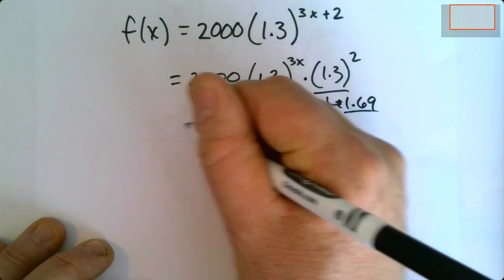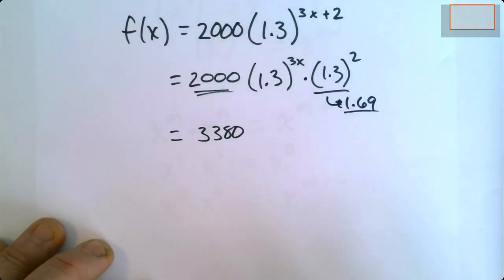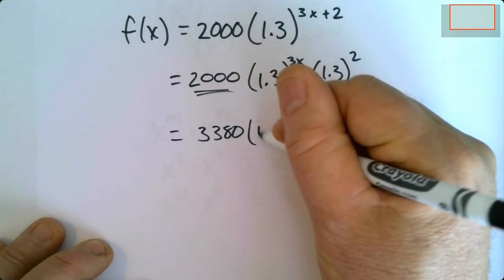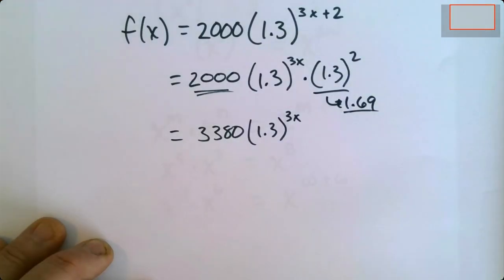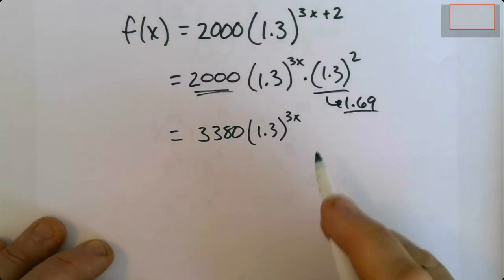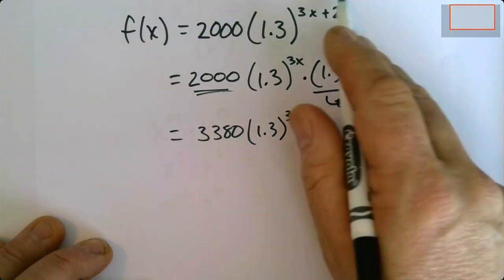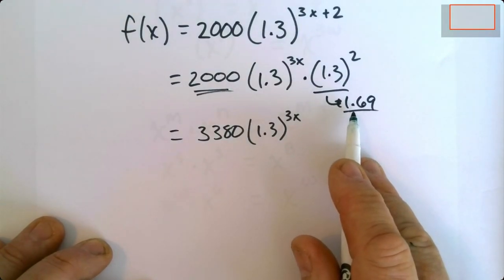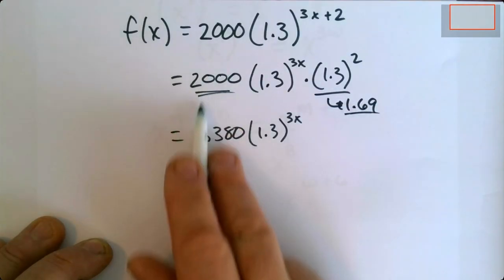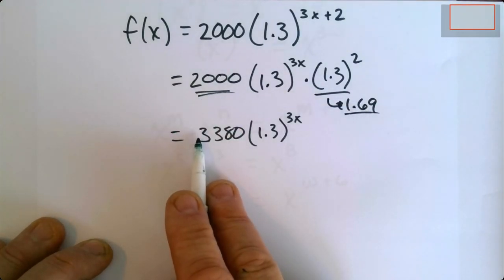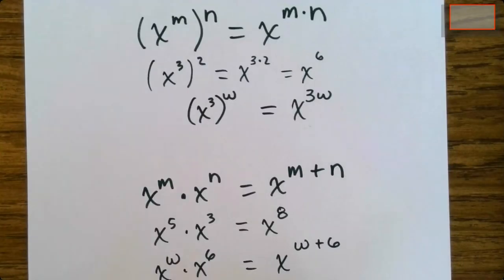So this is now equal to 3,380 times 1.3 to the 3x power. That was a significant change because now I don't have this plus 2. That plus 2 is gone because it ended up being two factors of 1.3 that I've incorporated in with the 2,000. Now I'm going to use the first idea from the thing we talked about, which is this one.